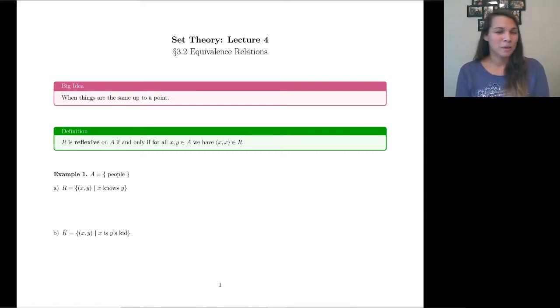Today we're going to talk about when things are the same, like up to a certain point. In order to do that, we're going to need to talk about three different types of relations first.